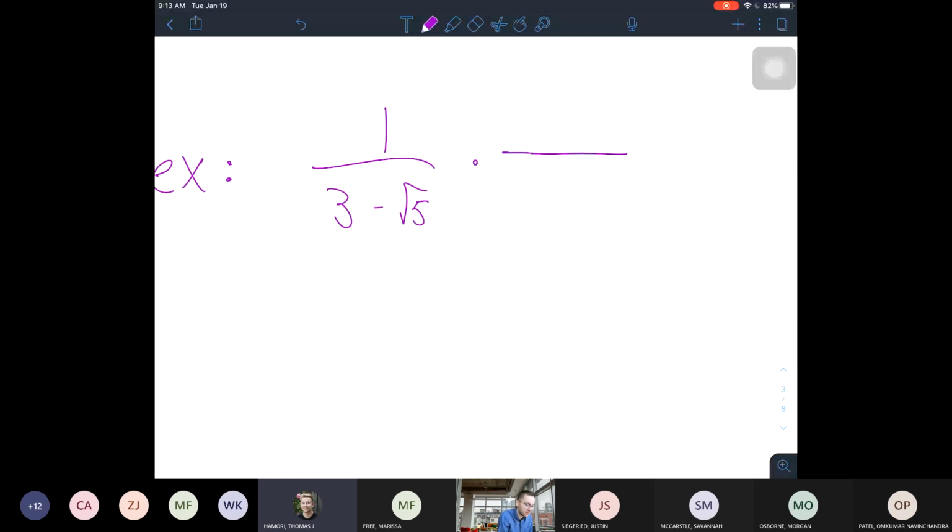Yes, we should use 3 plus the square root of 5. We're just going to take this sign here and flip it. We're going to get 3 plus the square root of 5. And we're just going to rewrite that in the numerator so that we're multiplying by 1. The top multiplication is not too bad. 1 times something is just itself, right?